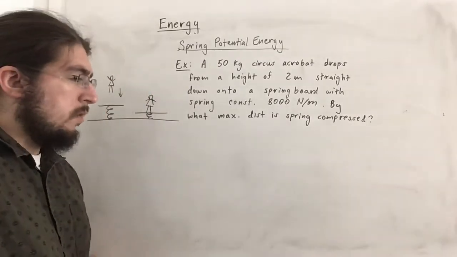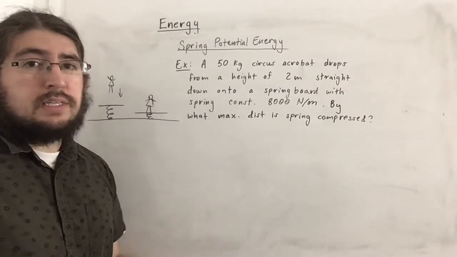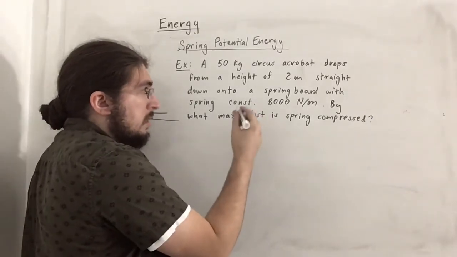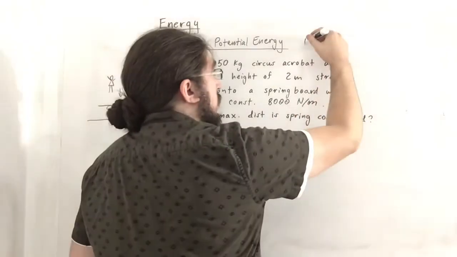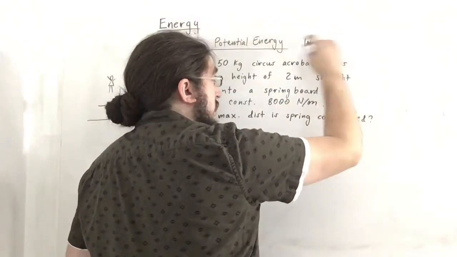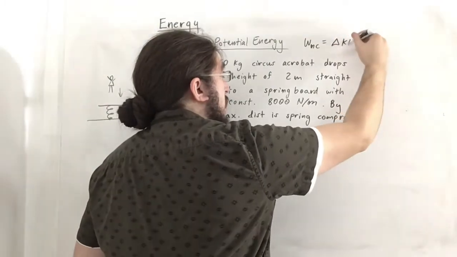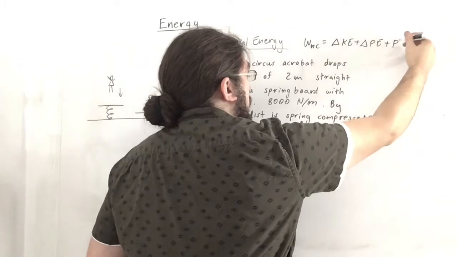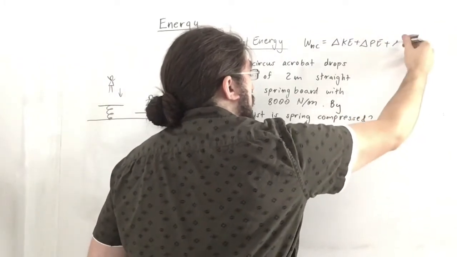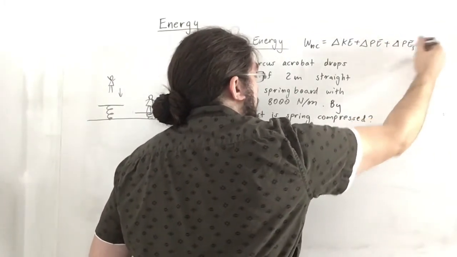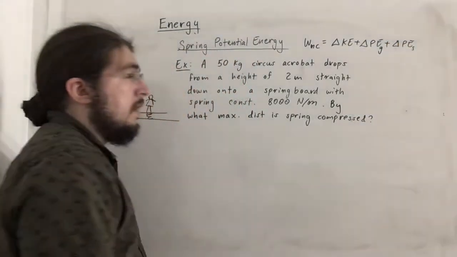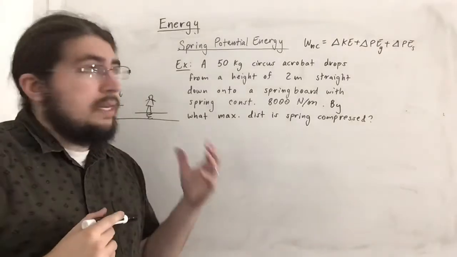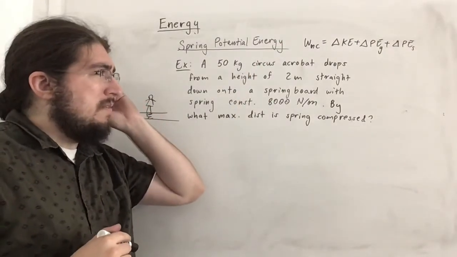Well, what we're going to do is assume that there's no friction in this case because it's not even brought up in the question. So we're essentially going to assume that non-conservative forces are 0. So remember that non-conservative work is equal to the change in kinetic energy plus change in gravitational potential energy plus change in spring potential energy. This should have been gravitational potential energy.